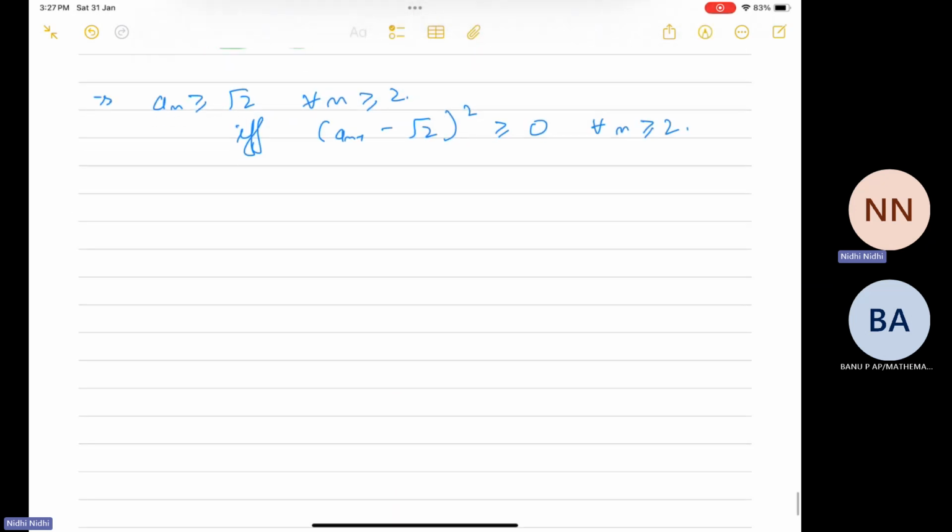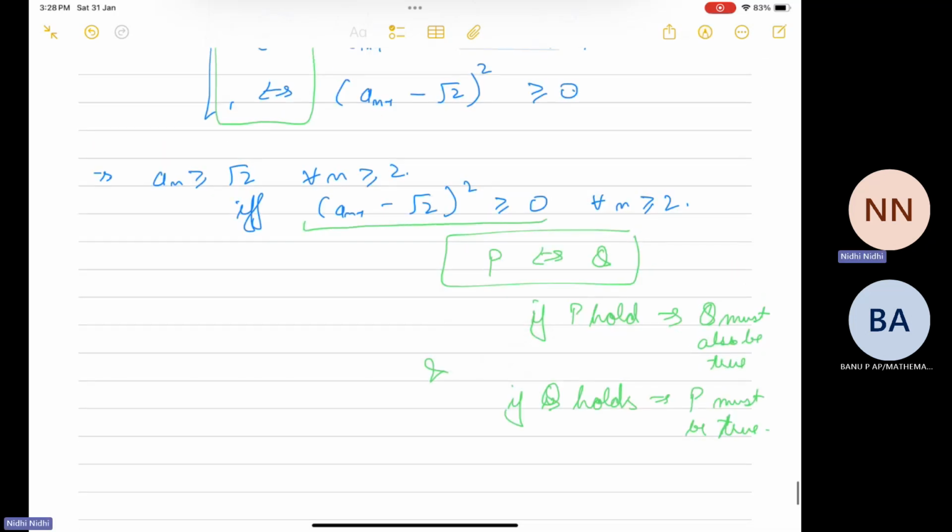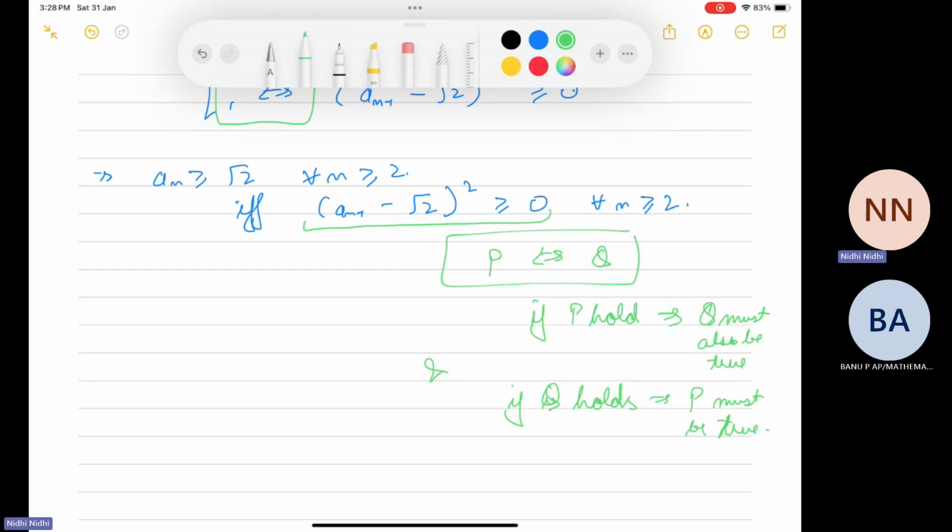So let me just clarify what we mean by this if and only if statement. It says that suppose P is some statement and we are saying that P if and only if Q. That means if P holds, if P is true, then Q must also be true. And at the same time, if Q holds, then P must be true. That means both these statements occur simultaneously.